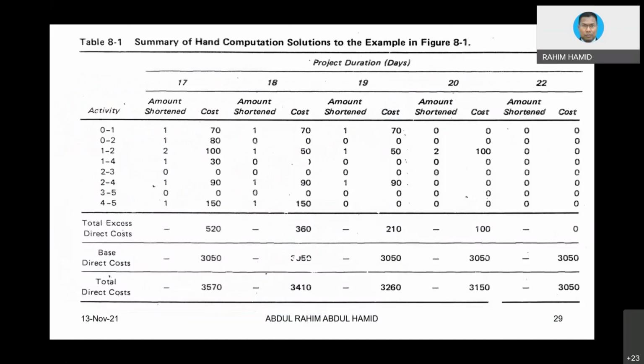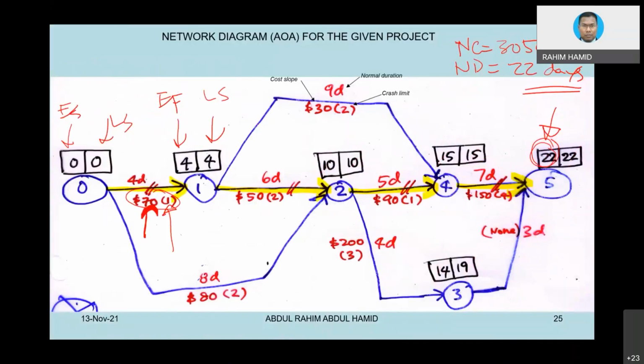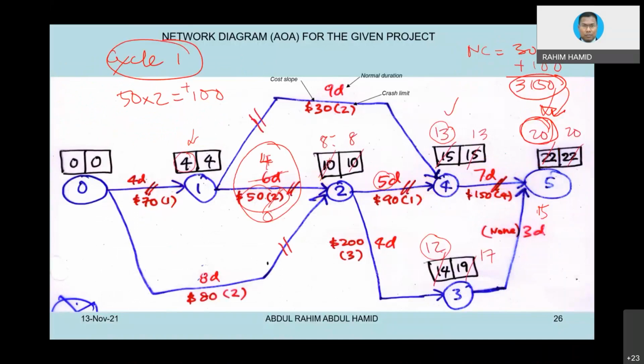This table tells us the original cost is basically 3050, 22 days. That is where we start our exercise. Then we reduce to 20 days. What we did basically, we crash activity 1-2 by 2 days. We are getting this amount, 3150, as my example. This is the example that we did, exactly the same, 3150.